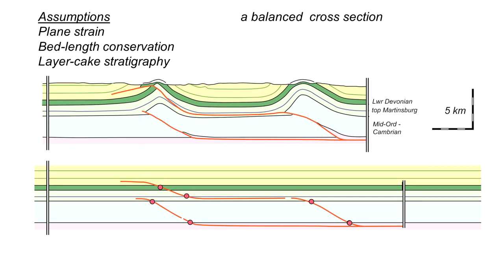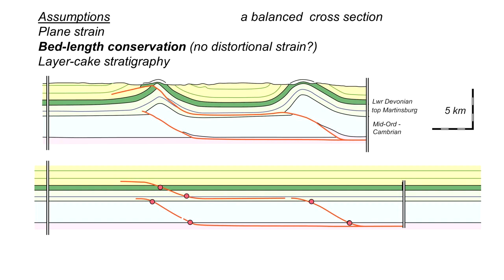We must emphasize the assumptions. We restored our cross-section onto a layer cake template. We assumed plane strain, and critically, that bed length was conserved. In other words, these rock units have no distortional strain within them. If this assumption of bed length conservation is invalid, then this revised interpretation for the structure on the cross-section could well be wrong as well, and we'd need to apply rather more complicated restoration techniques. So it's always important to state these assumptions when we come to balanced cross-sections.